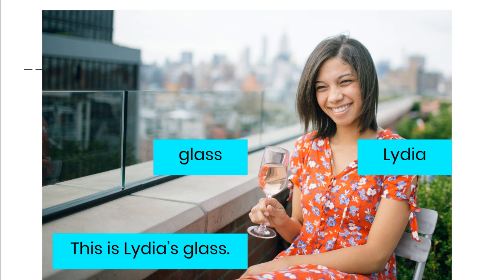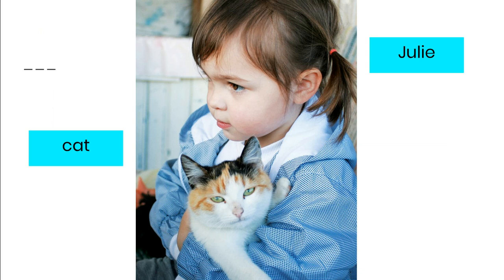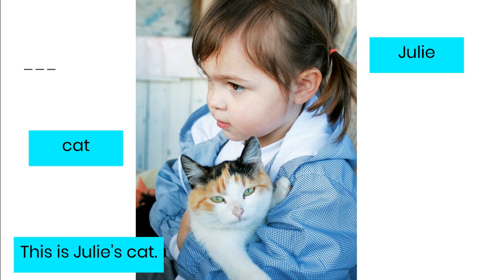Excellent. You should have written down, this is Lydia's glass. After the name Lydia, you have an apostrophe and the letter S. Here we have a little girl. Her name is Julie, and she has a cat. Let's write down a sentence that shows that the cat belongs to Julie. Great. You should have written, this is Julie's cat.